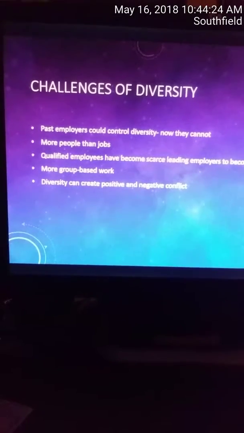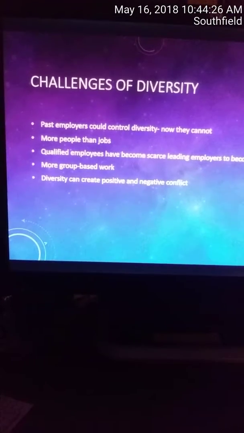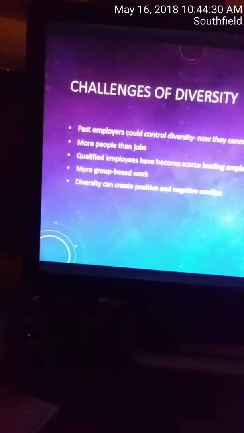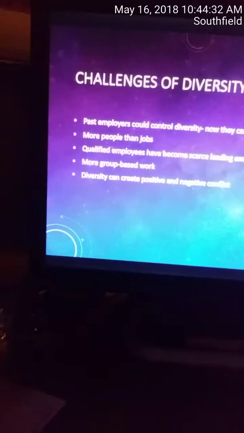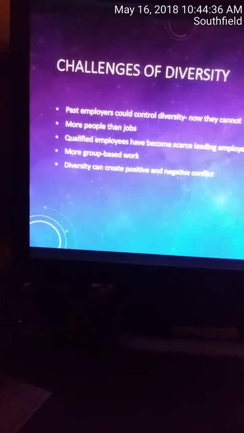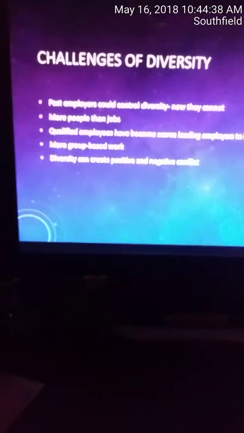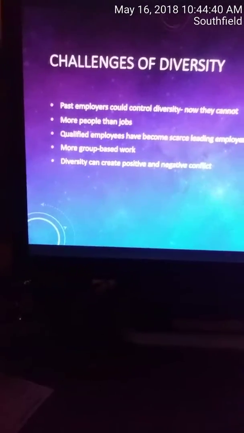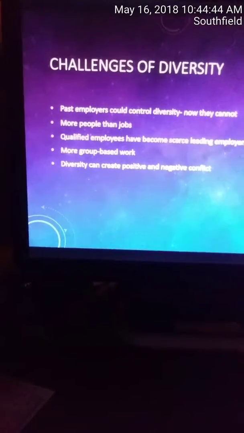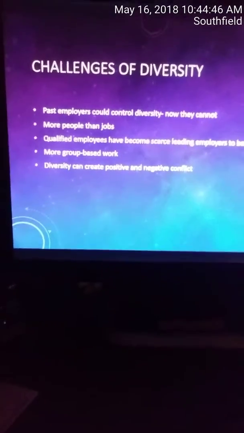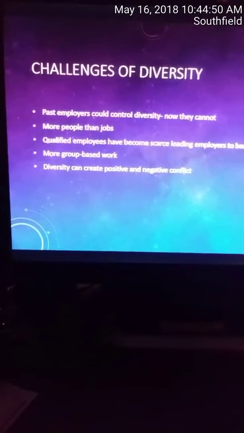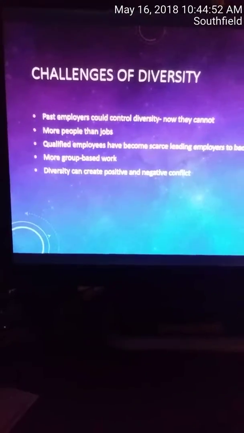Going back into the different types of diversity, a lot of qualified employees in certain aspects are afraid to apply for certain jobs, or the employers have to be more flexible in hiring when it comes to adding diversity to your organization.